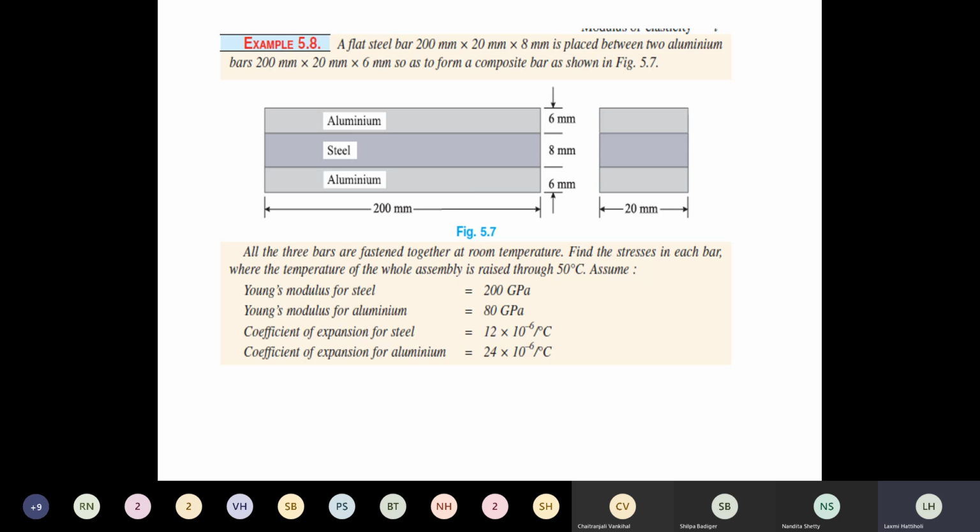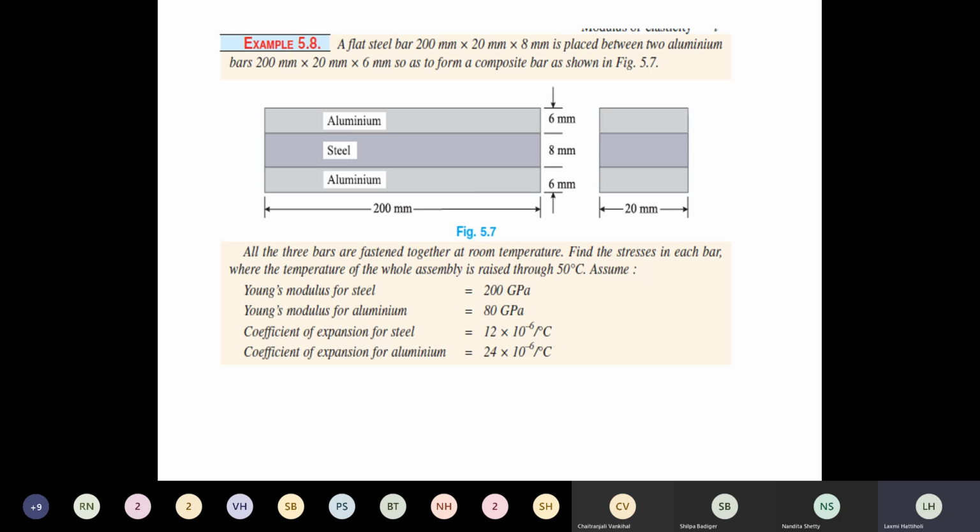You have a flat steel bar 200 mm by 20 mm into 8 mm. Now again, the cross-sectional area has been given to you. It's not the diameter, so it is a rectangular section again. Now steel flat bar 200 mm into 20 mm into 8 mm is placed between two aluminium bars. So a steel plate is placed between the two aluminium bars. So in the previous problem also you can draw the same type of diagram so that you will understand. So your two aluminium bars have been clubbed for one steel plate as shown in the figure.